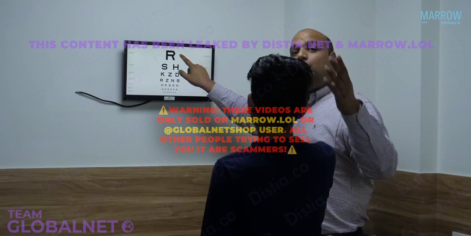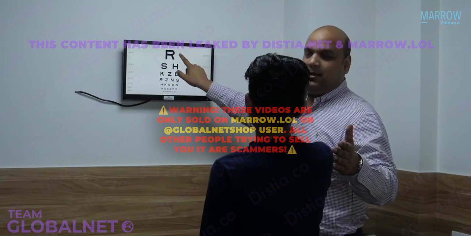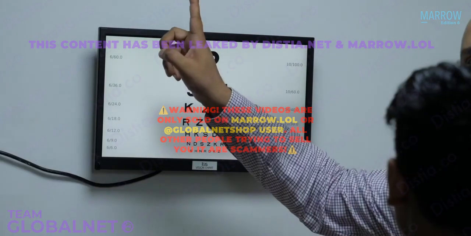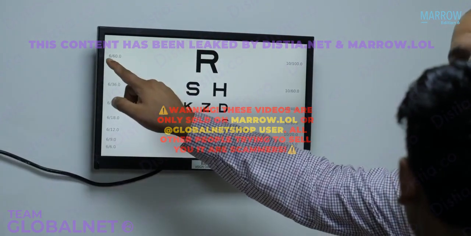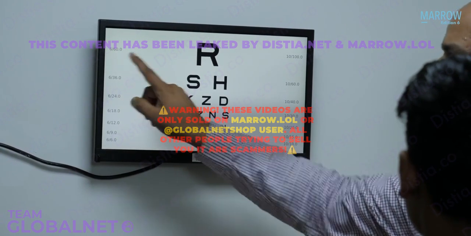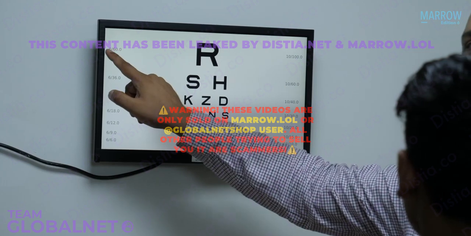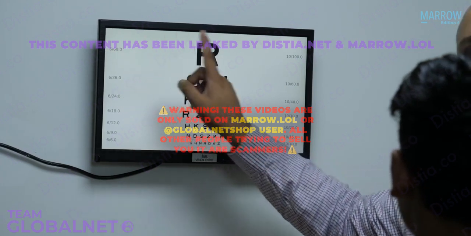letter. What does the vision become now, everybody? The patient is standing not at 6, the patient is standing at 1 meter. So now the vision becomes 1 by 60. 60 because he is able to read the topmost letter which should have been read from 60 and he is standing at 1 meter. So the vision becomes 1 by 60.